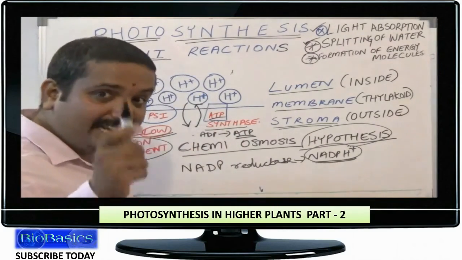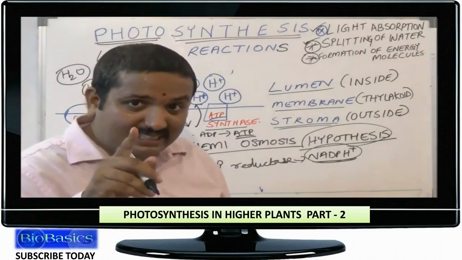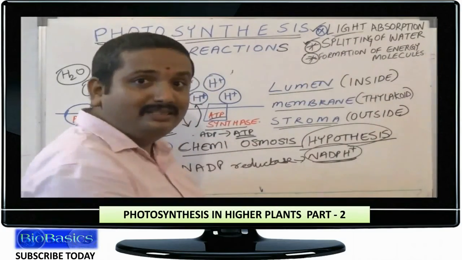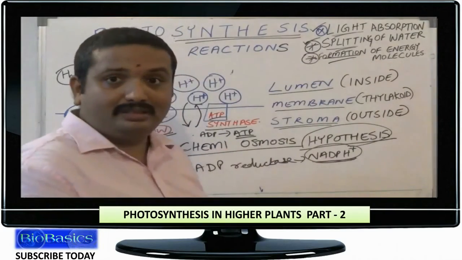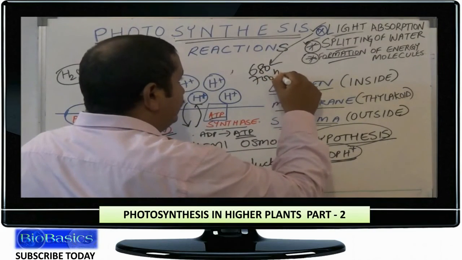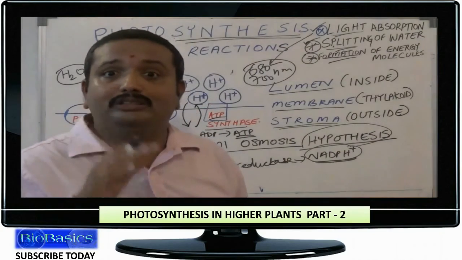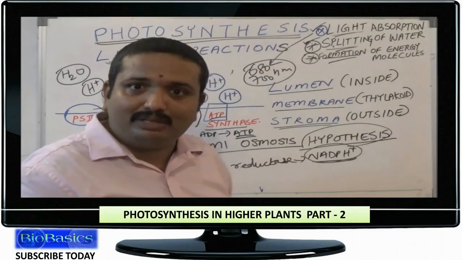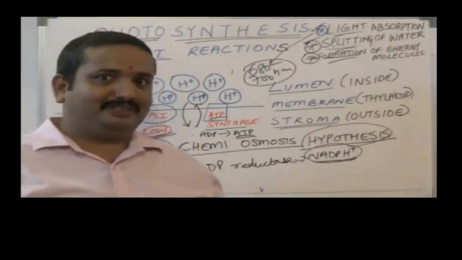Light reaction. And light reactions in photosynthesis have three major steps. What are they? Light absorption, splitting of water, formation of energy molecules. Light absorption, what is important? 680, 700 nanometers. Splitting of water, why is it important? It gives you oxygen and it gives you protons. Formation of energy molecules, why is it important? It gives you ATP and it gives you NADPH molecules. Good.